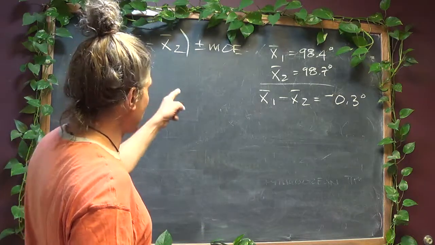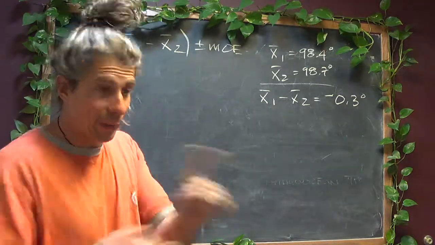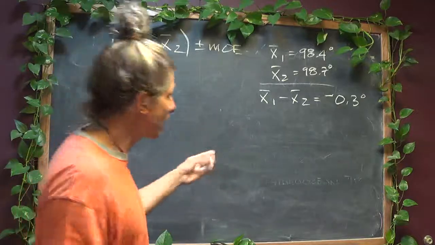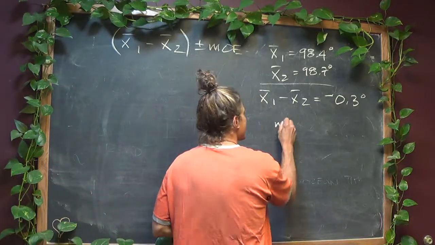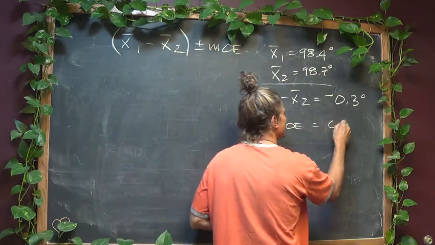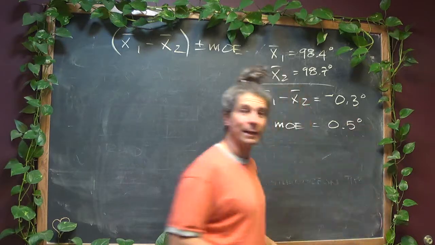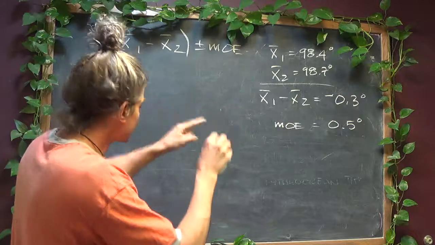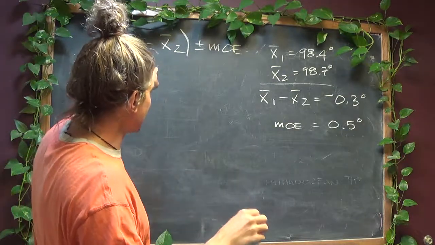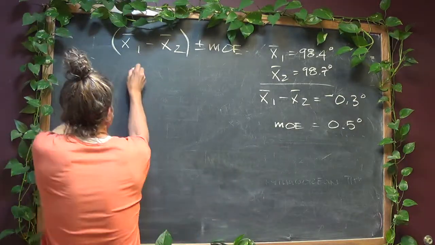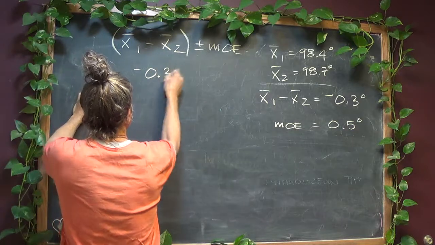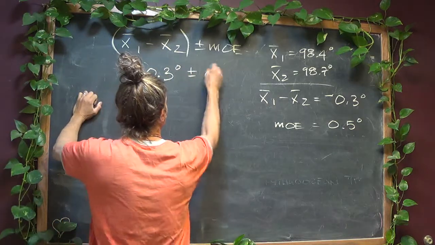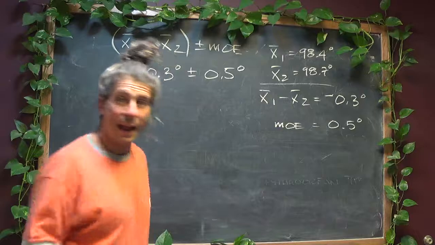So what we're going to do is we slap that margin of error on. Now, I don't know without calculating it. I just made these numbers up. So let's create a margin of error. Let's say that the margin of error in our study is 1/2 of a degree, just to throw a number in there. Our confidence interval, therefore, is going to be negative 0.3 degrees plus or minus 1/2 of a degree.